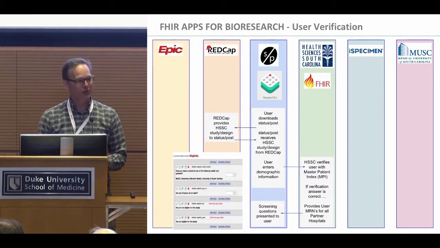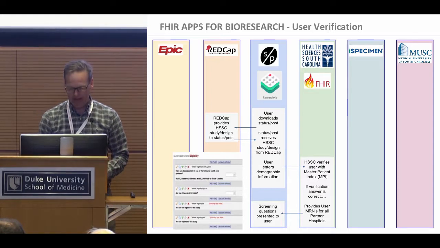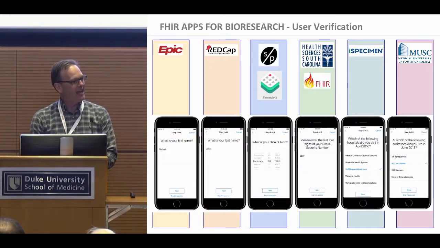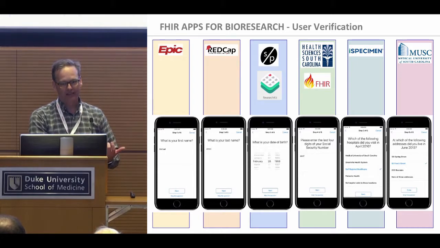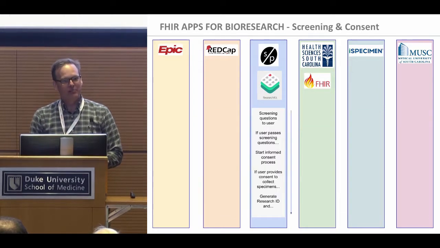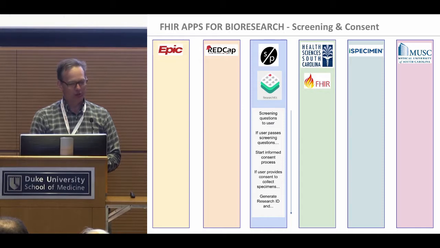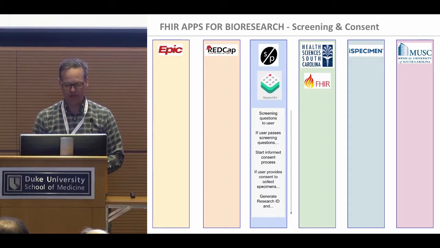We then move on to the screening questions, and we have a little example of how that's designed in REDCap in the lower left. These are some example screens of what that validation process would look like that's happening between my Status Post app and the FHIR HSSC interface to the eMPI. Once a validation has been completed, if it is completed, we move on to the screening questions. And if the user passes the screening questions, then we start the informed consent process, which is based on the informed consent modules that come with Research Kit.